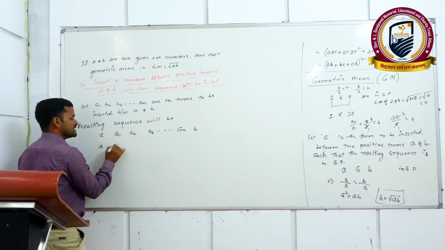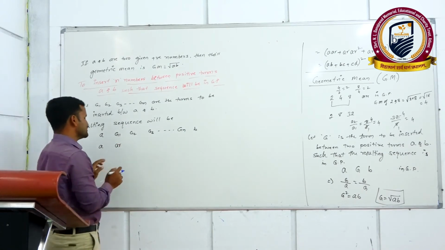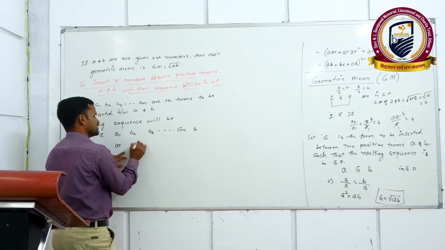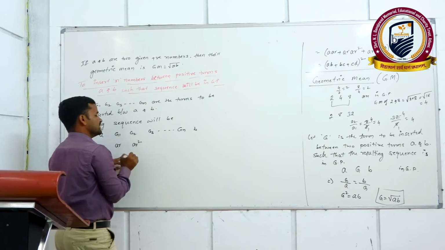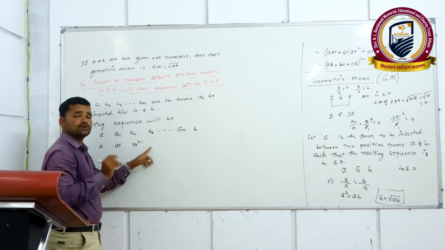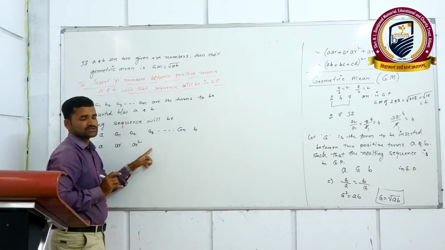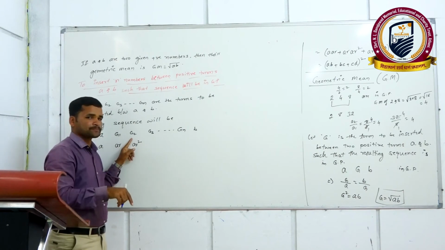Second term, G1 is nothing but A into R. What about G2? G2 is the third term in the geometric progression, that is nothing but A into R square. G3 is the third inserted term, but it is the fourth term in the geometric progression. G2 is the second inserted term.